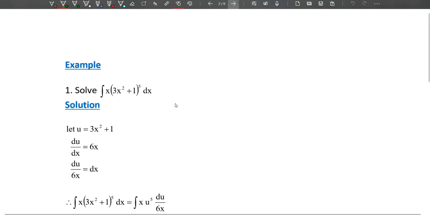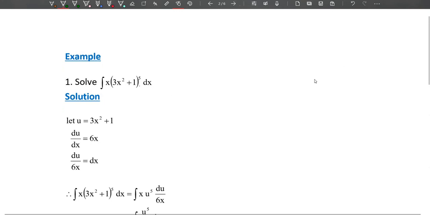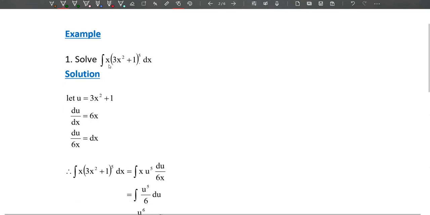Now we have an example here: integrate x(3x² + 1)^5 with respect to x. It is quite impossible, and redundant, for us to expand the power of 5. We can actually integrate this by using integration by substitution.